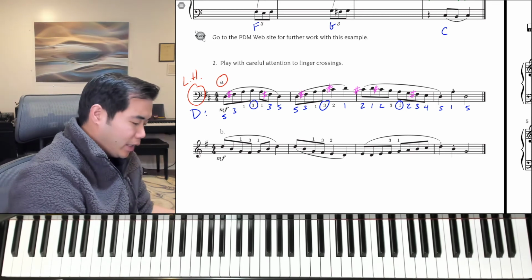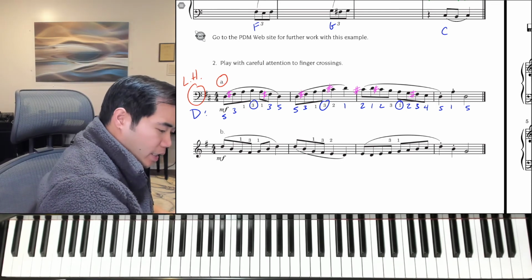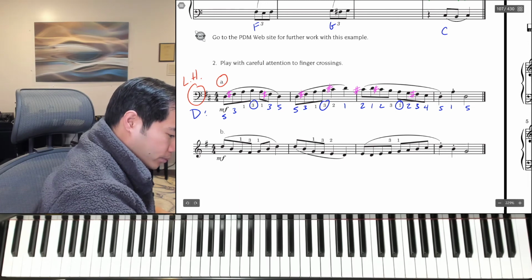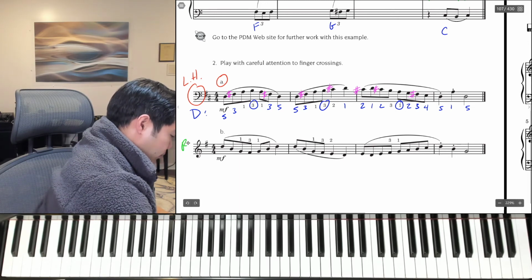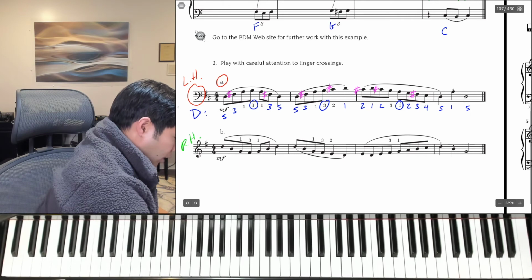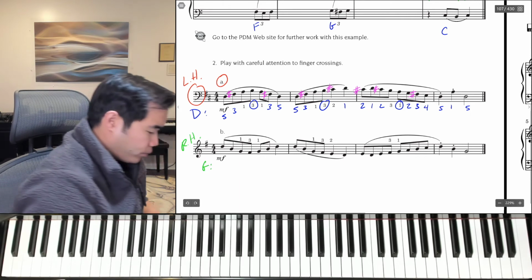Now let's take a look at the next example. This is for the right hand. We have one sharp, which indicates that we're in the key of G major.